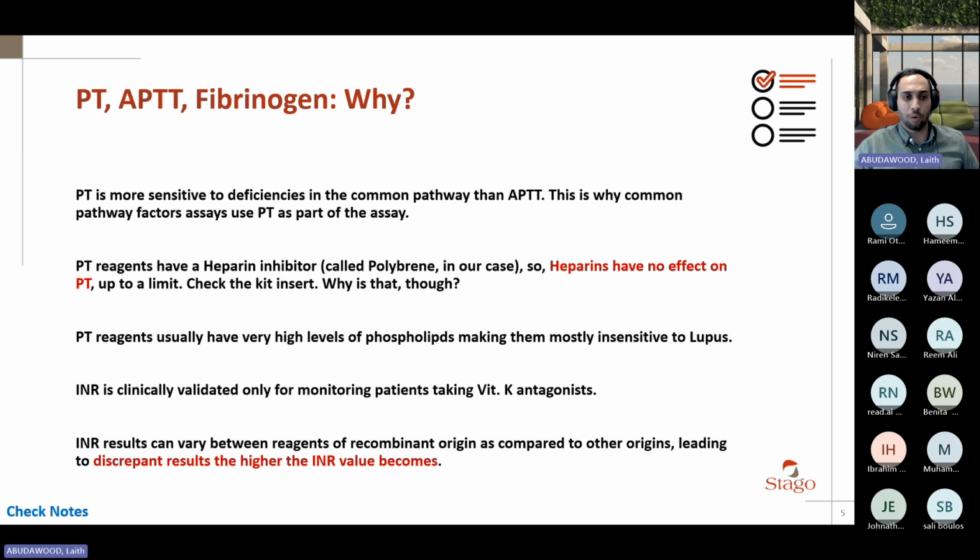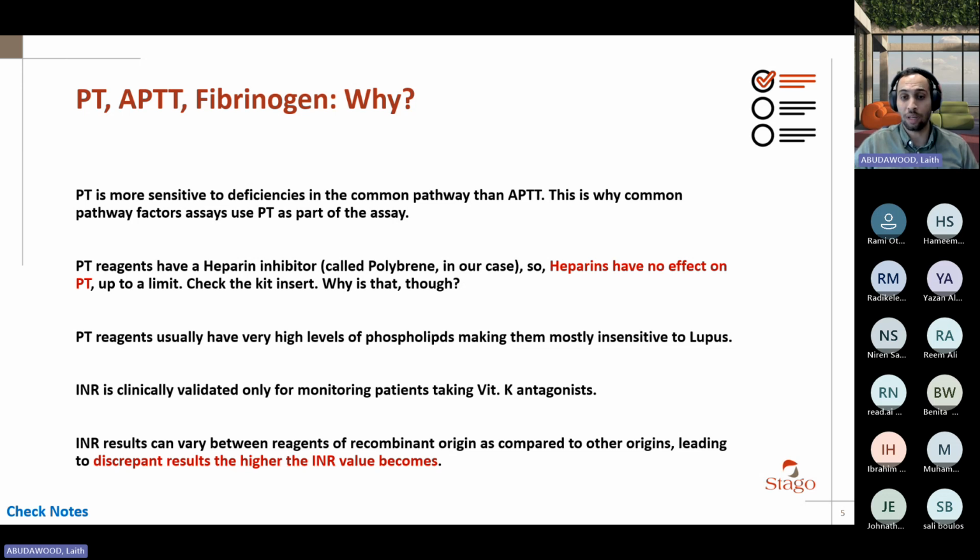Now, another important point. PT reagents usually have very high levels of phospholipids. Why is that important? Any reagent with very high levels of phospholipids is not sensitive to lupus. When it comes to PT, I don't care about lupus. All right? Usually APTT is the standard assay for screening for lupus.